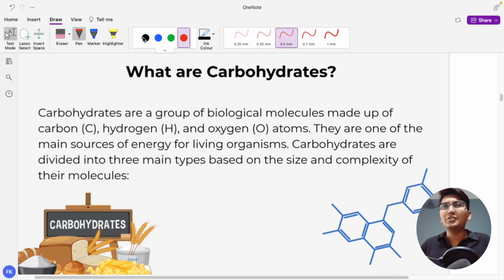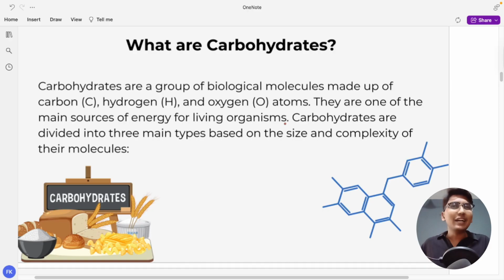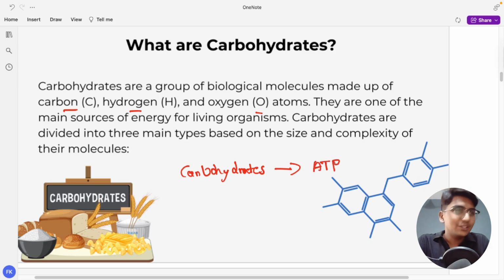Now, what are carbohydrates? Carbohydrates are a group of biological molecules made up of carbon, hydrogen, and oxygen. They are one of the main sources of energy for living organisms, right? These carbohydrates are broken down to produce ATP, adenosine triphosphate, right?